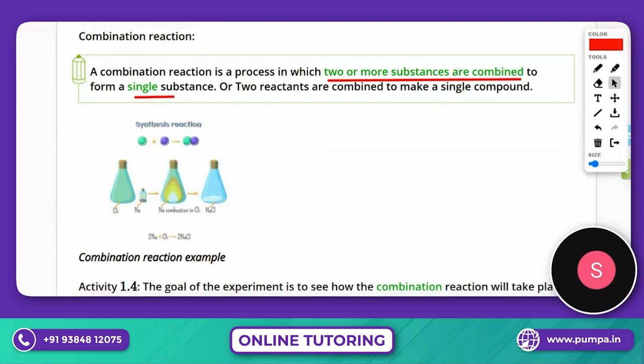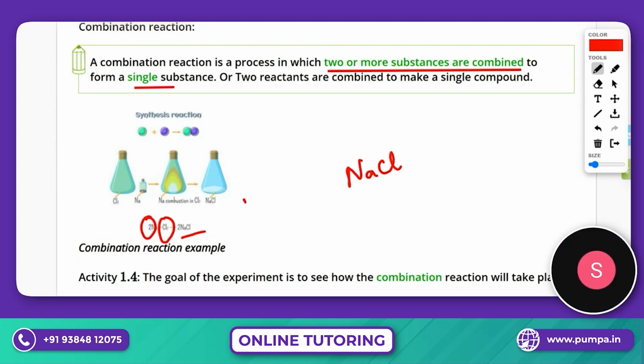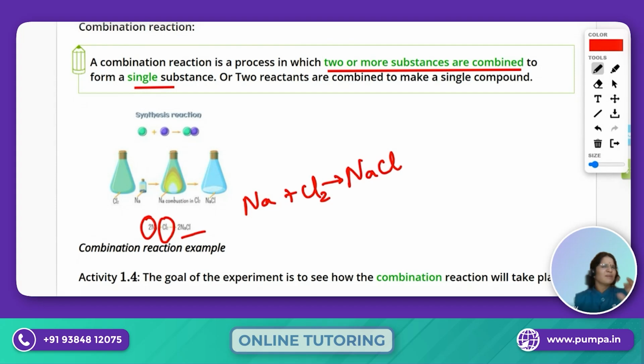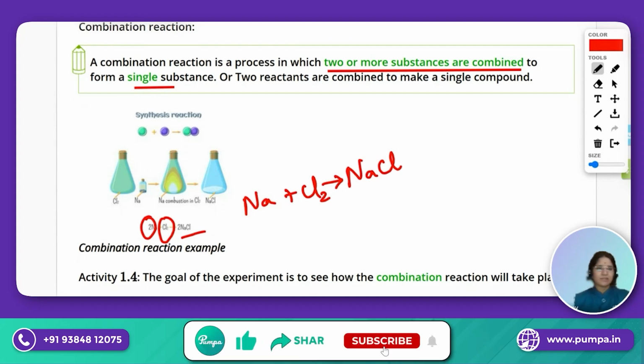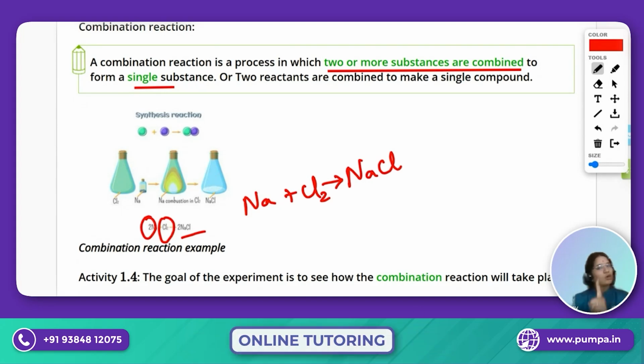You can have an example of sodium and chlorine gas combining to form NaCl. What is NaCl? The common salt that you're having, correct? When the sodium is combining with chlorine gas, there is some chemical reaction, and heat energy or high pressure is provided, but the reaction is happening. Finally, the sodium and the chlorine combine to form common salt, NaCl. Okay, got it?